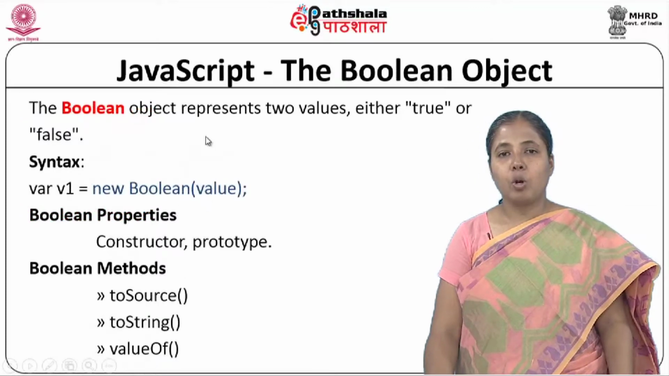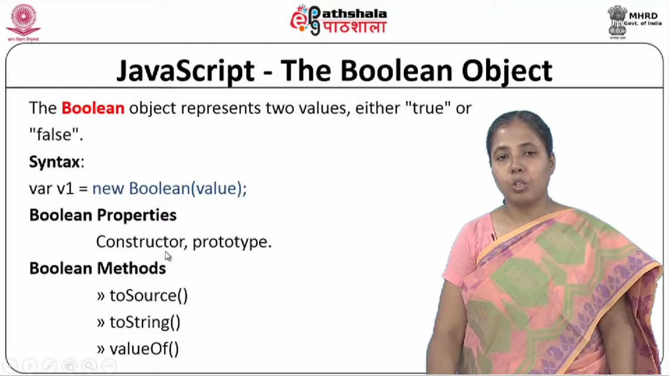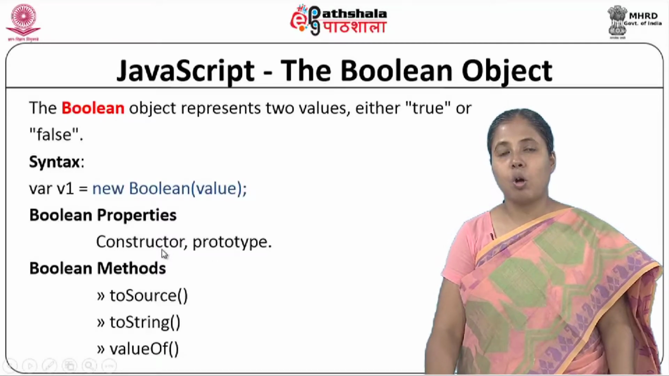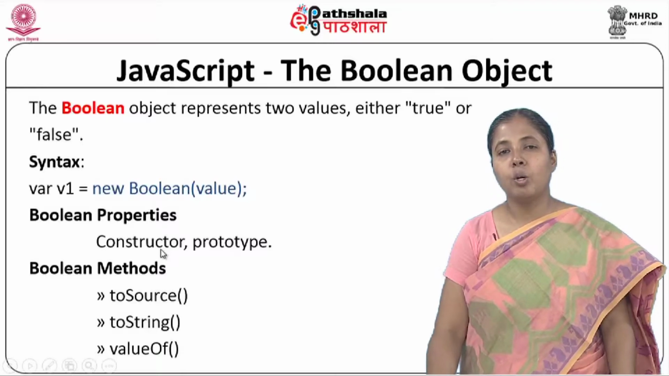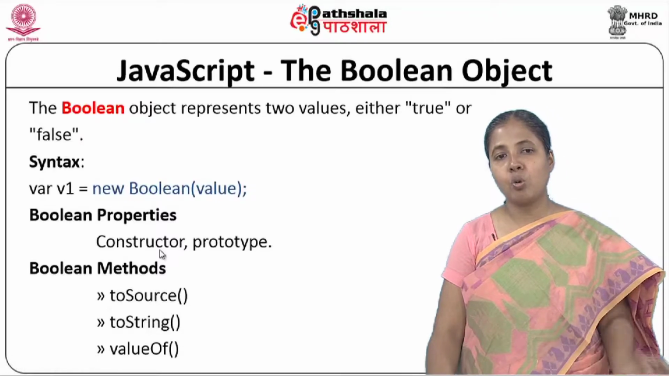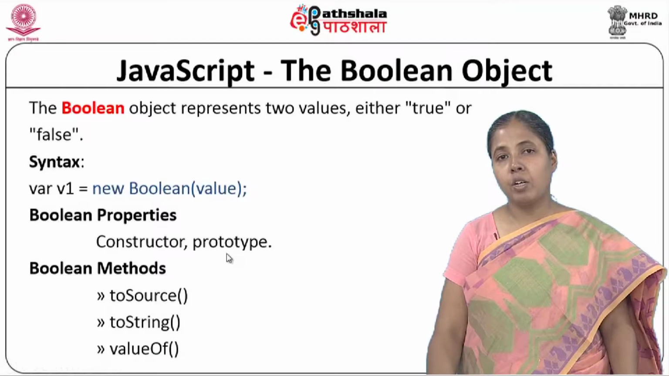And similar to the number object, there is a Boolean object that actually represents two values, true or false. You create a Boolean object using the new operator in this way, and the two properties supported in this Boolean object are constructor and prototype. Constructor is to call the constructor of the Boolean object, and it returns the source of the object that is created, which you can now use for assigning to another object. And prototype is a property by which you can assign properties or methods to the Boolean object that you are creating.